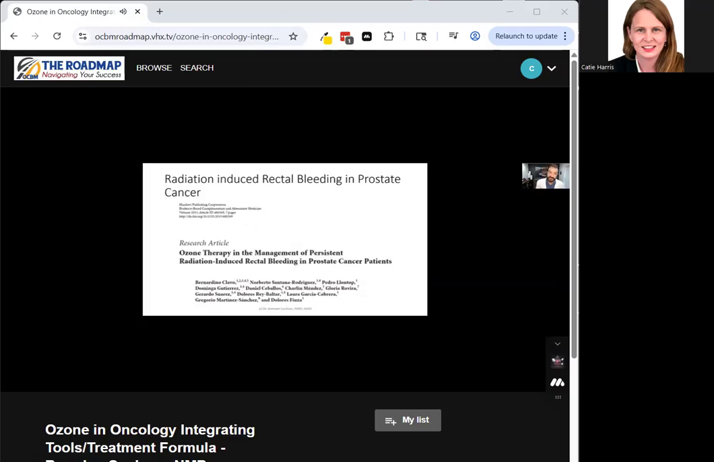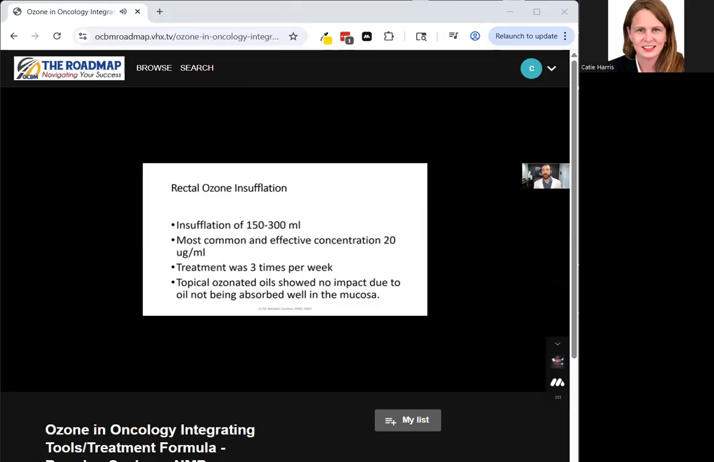Radiation-induced rectal bleeding in prostate cancer patients. So any of your patients who are going through prostate-specific radiation therapies, absolutely, this is a shoe-in for people to do rectal ozone. Rectal ozone will prevent or help manage patients with prostate cancer who have rectal bleeding. How would we do that? I'll remind you again, basically the insufflation is between 150 to 300 mils. Most commonly, we start with 20 micrograms per mil, and the treatment is done at least 3 times a week. Again, at the lower part of the river, remember I showed you even 5 times a week.